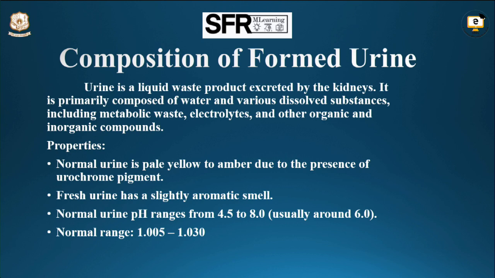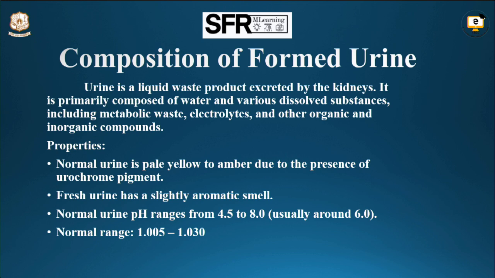So the properties of urine: urine is pale yellow in color because of the presence of the pigment urochrome. Fresh urine is slightly aromatic in nature. The aromatic smell of the urine is because of the ammonia content eliminated in the urine.